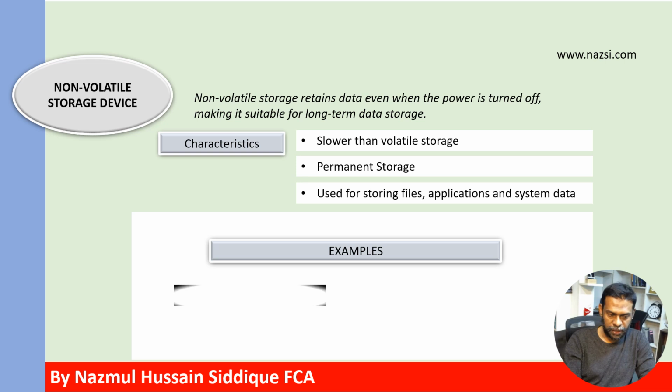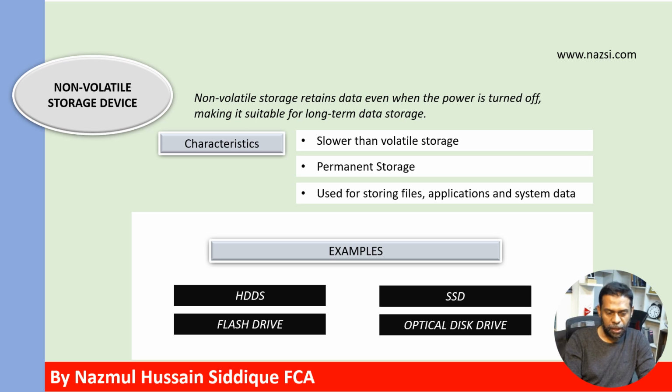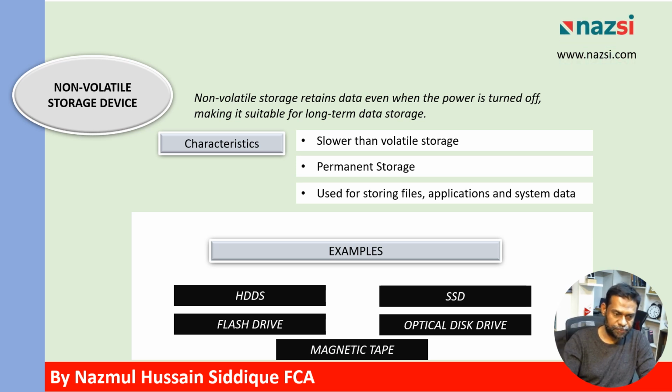Examples of non-volatile storage devices: HDDs, that is hard disk drives, flash drive, SSD, optical disk drive, and magnetic tape are examples of non-volatile storage devices.